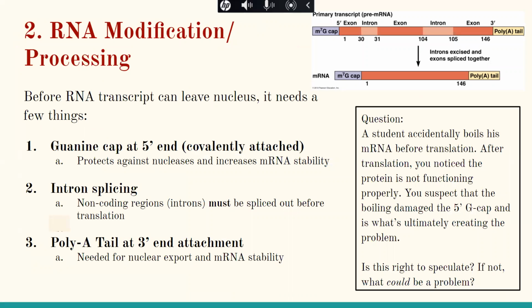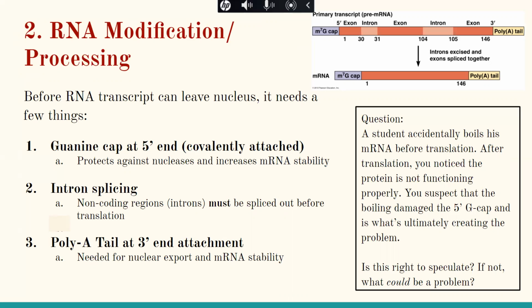Okay, so another thing that cells could do is RNA modification. Again, in prokaryotes, transcription and translation happen at the same time. So RNA modification doesn't exist in prokaryotes. This is another one of those differences. It doesn't exist because, again, transcription and translation happen at the same time, so you don't really need to modify your RNA.